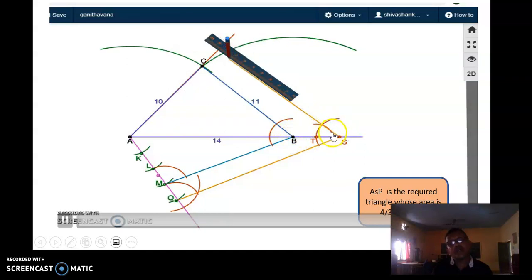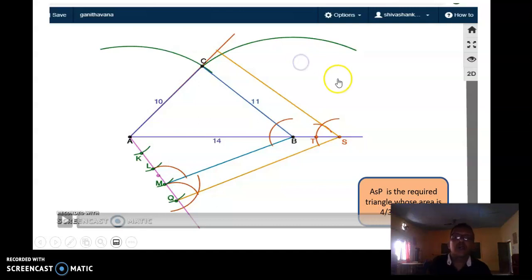Now draw the line passing through this, which is parallel to the given line. So that is at P. So now ASP is the required triangle. This is the required triangle which is 3/4 of the given triangle. Okay.